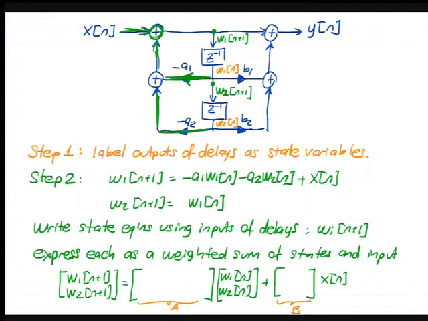So what goes in A? Minus A1, minus A2. So we took care of these two. And now let's take care of this x. What do I do to take care of x? I put a 1 here, right? So first equation is done. Second equation is simple. I just need to create W1, and I do that by putting a 1 here, 0 here, and 0 here. So we're done with our A and B matrices. Okay?